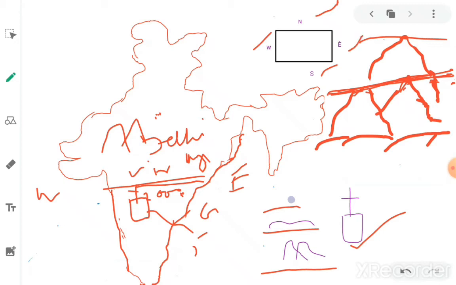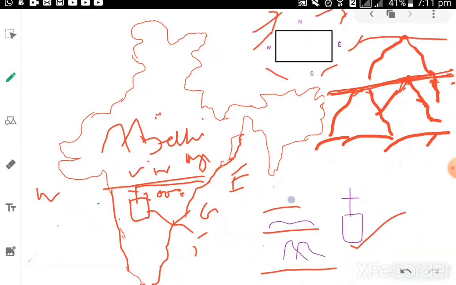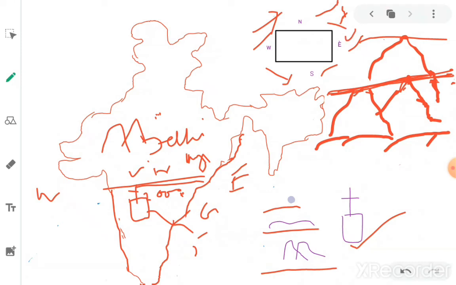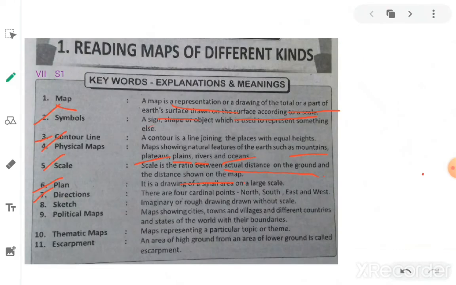and on the right side we have the eastern direction, and the corners we can call the northeast direction, southeast direction, southwest direction and northwest direction. Like this also we can identify the directions in the map. So the directions are very important to identify the places.